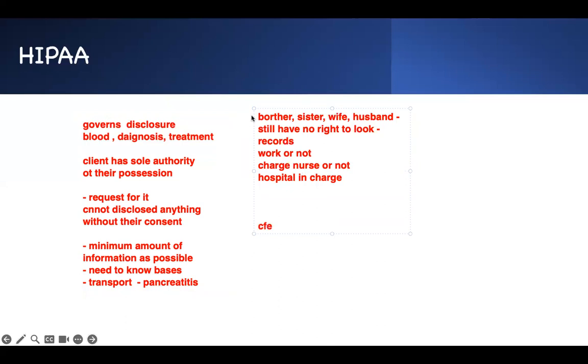When you're in the cafeteria, the hallway, in the elevator, please don't talk about them. Just make sure you don't talk about those things. Don't post things on social media. You're violating HIPAA. Don't put it in the newspaper. Nothing. You should not do that.